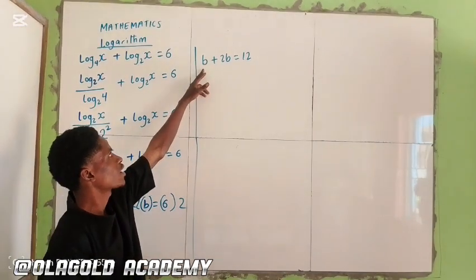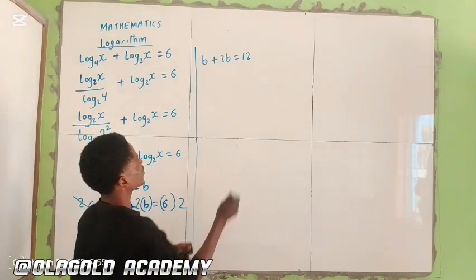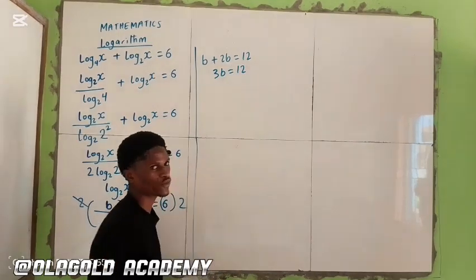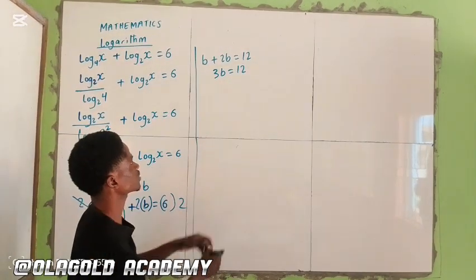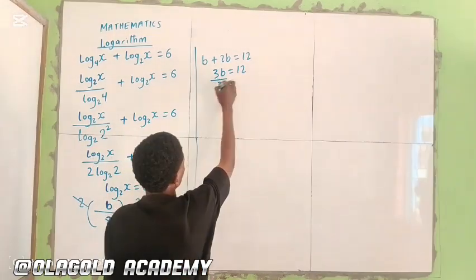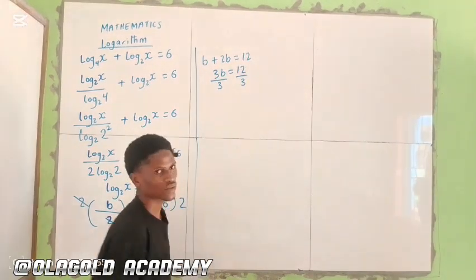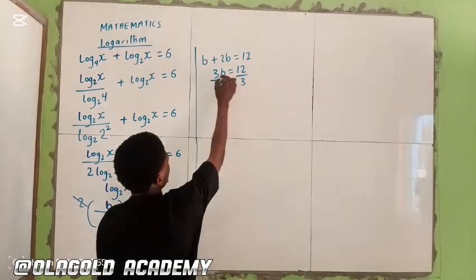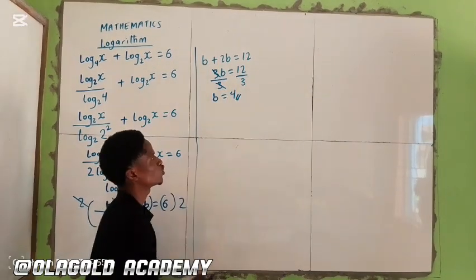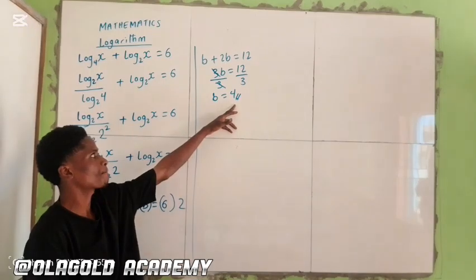With this, I can add these two together. I can have 3b equal to 12. With that, I'll divide both sides by 3. So I can have 3 over 3. What happens next? 3 cancels 3. I'm going to have b equals 4. So my b is now 4.